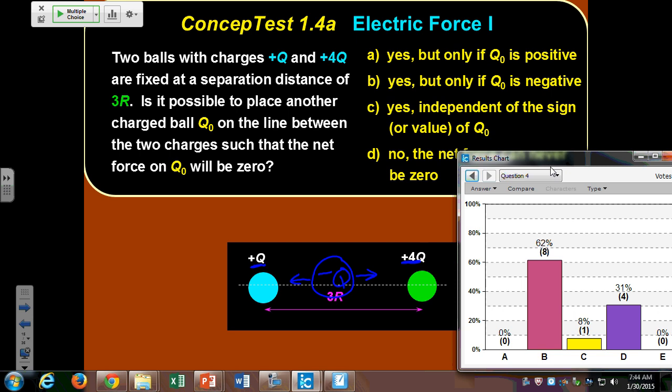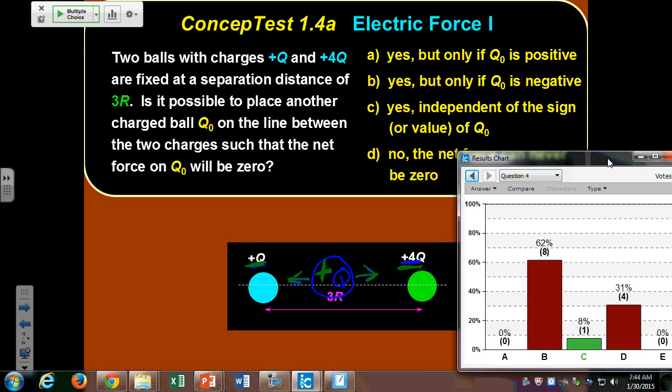Well, let's imagine instead that I have a positive charge there, positive Q, then the force due to this charge would be in this direction, and the force due to this charge would be in that direction. So could I get a 0 force with that scenario, with a positive Q? Right, so what's the right answer then? Right, C is the right answer.